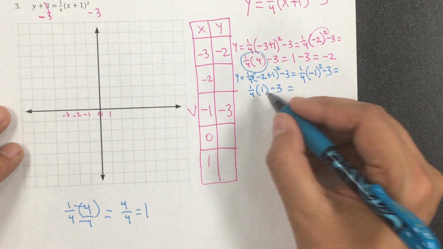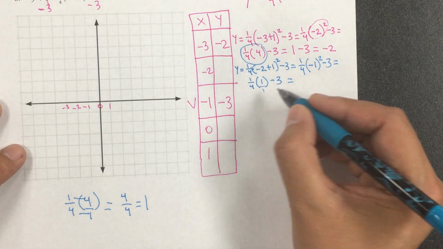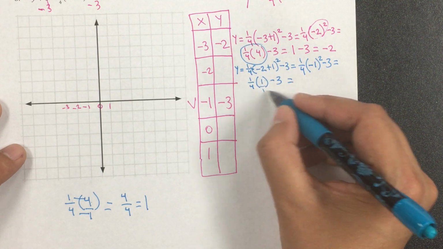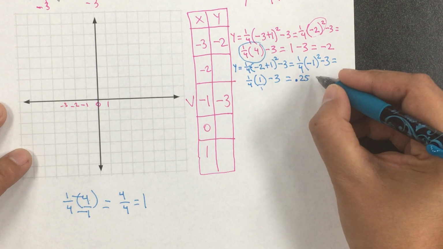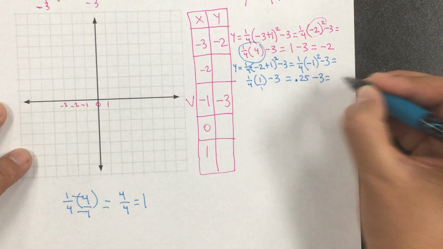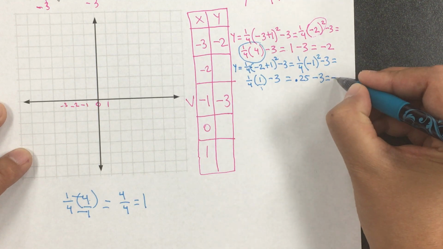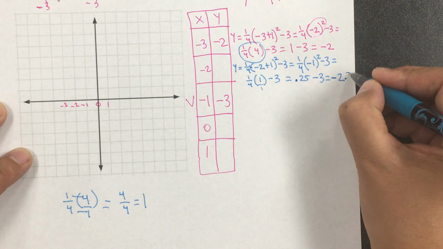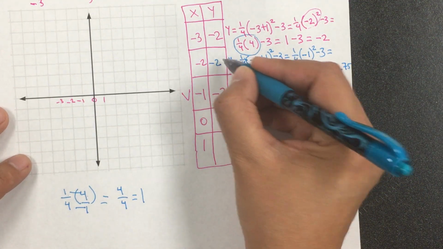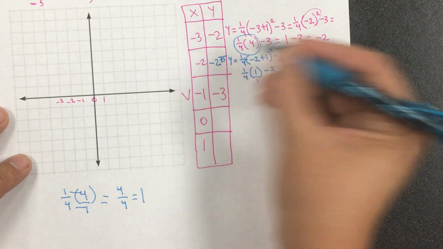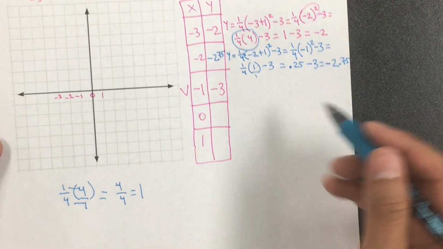What is 1/4 of 1? Well, it's going to be 1/4. If we put it over 1 and multiply it straight, it is 1/4, which is 0.25 or a quarter, minus $3. That means you have a quarter, but then you owe $3, so that means that you still owe $2.75. Minus 2.75. Okay.